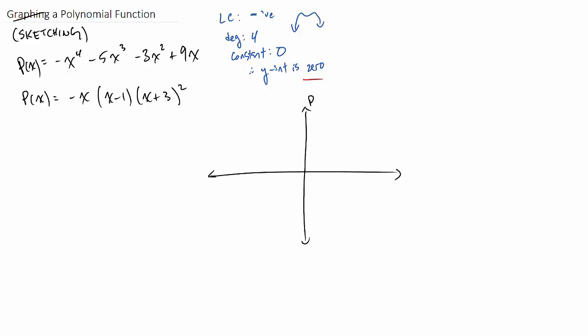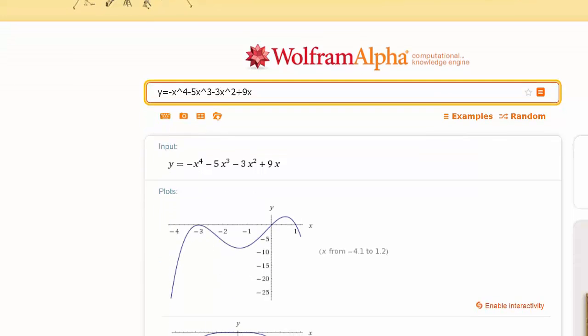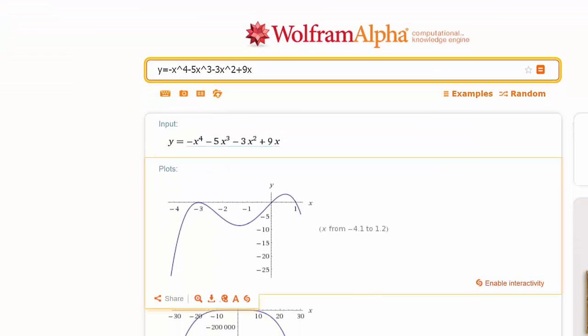If we do a little sketch, we know our roots are at 0 and 1, and then there's a double root at -3, or we can say that there's a multiplicity of 2 at that root. So when we draw our graph, we just have to bounce off the axis there, and it should look something like that. I'm going to check it on Wolfram Alpha by typing in the original function, and we see that it looks pretty close to what we've got, and we're done.